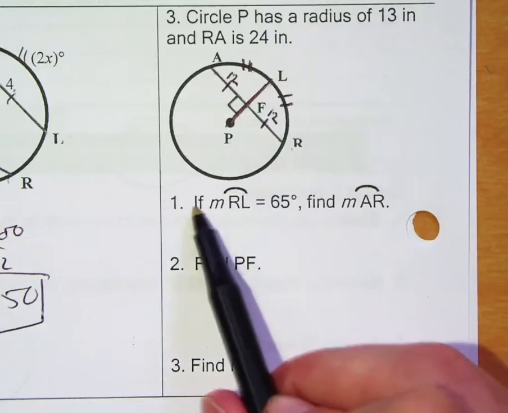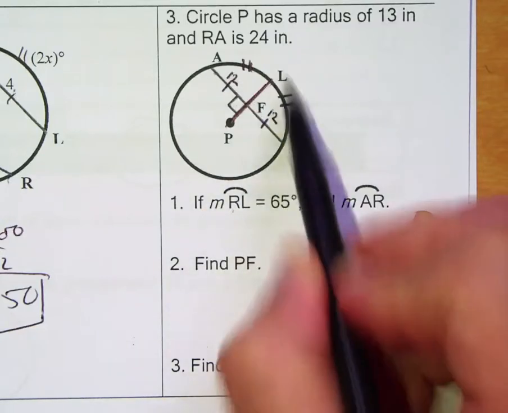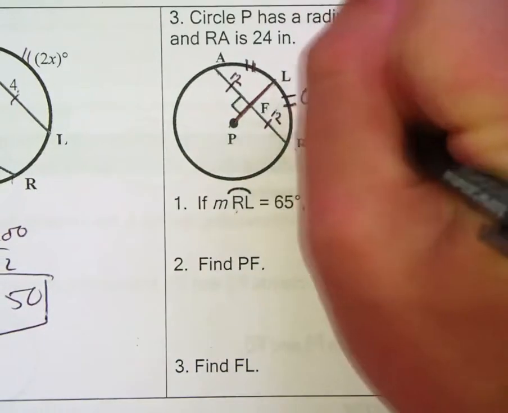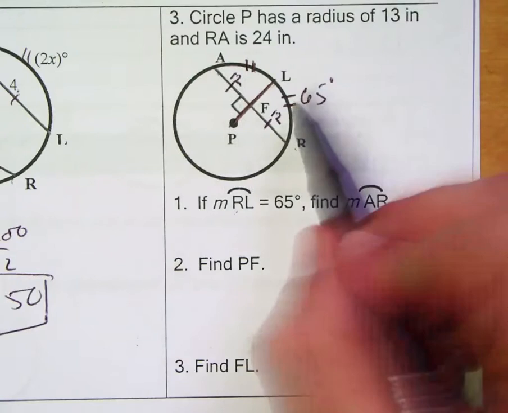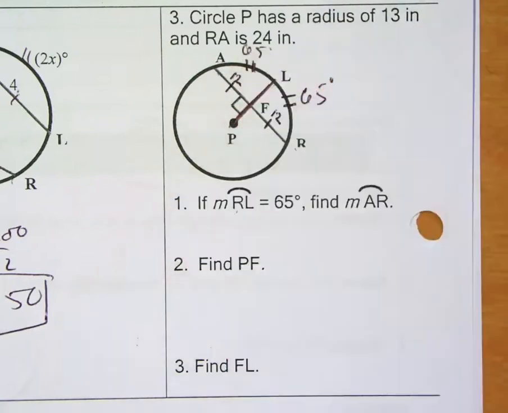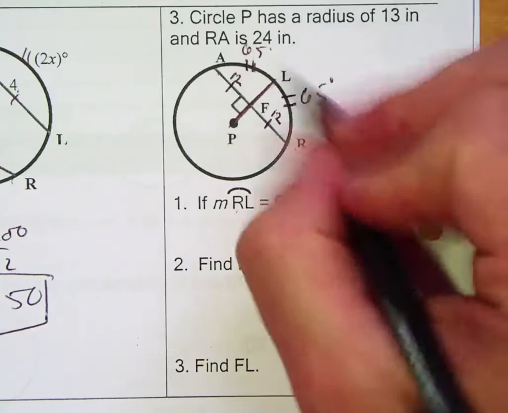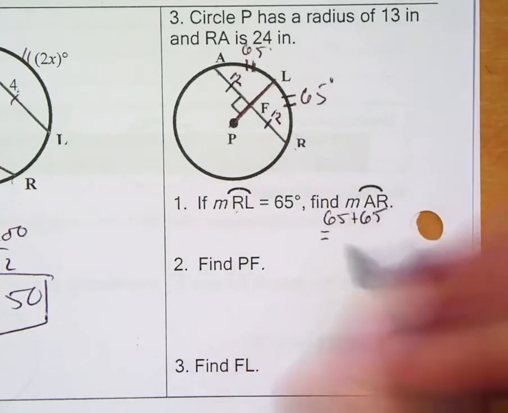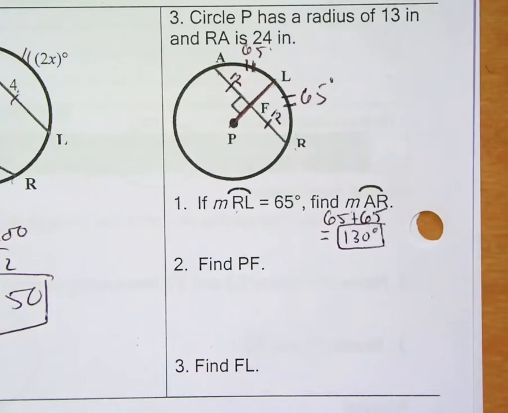So let's go answer the questions. The measure of arc RL, just this right here, is 65. What is the measure of arc AR? Well, if this is 65, so is this. Therefore, the measure of arc AR is going to be these two together, and that's going to be 130 degrees.